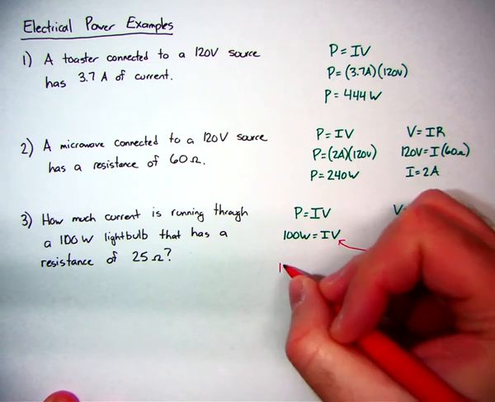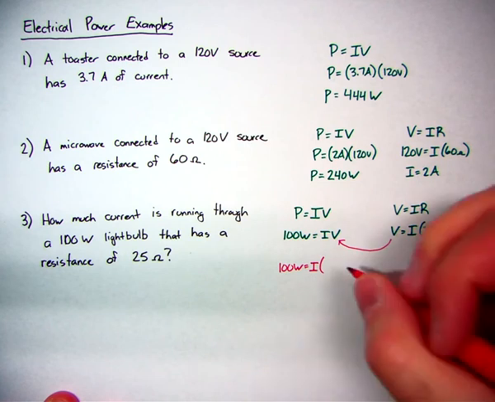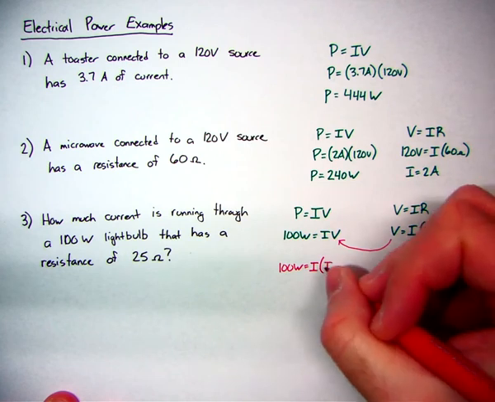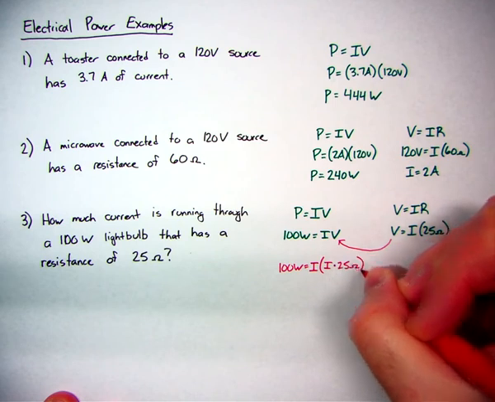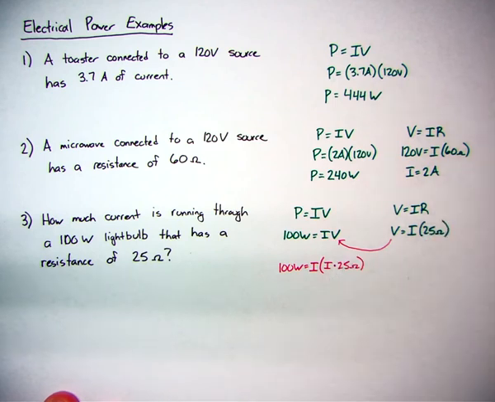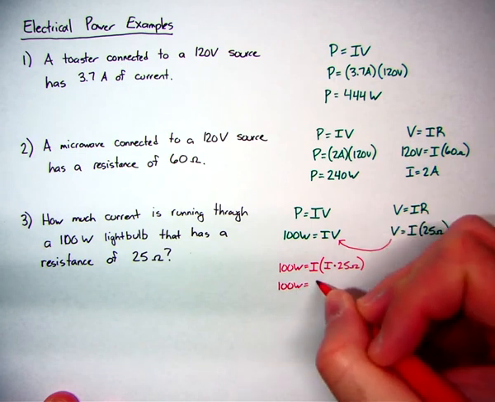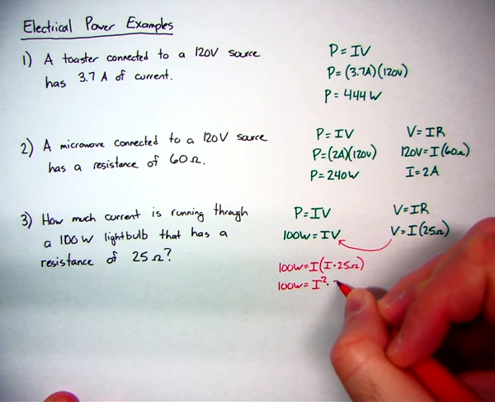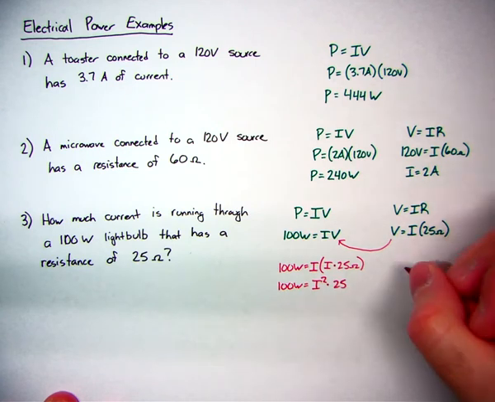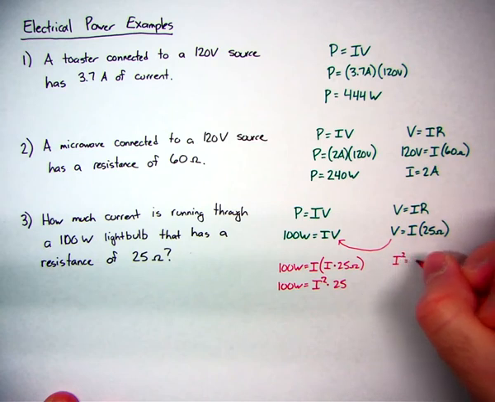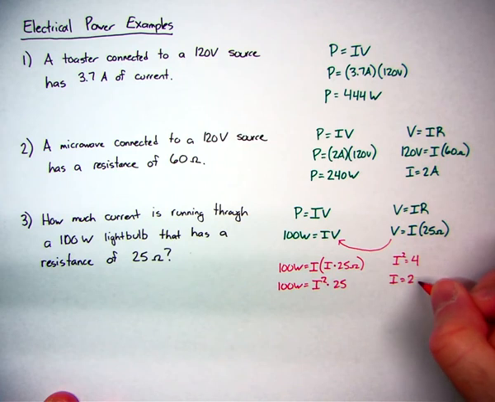So I have 100 watts equals I times I times 25. If I simplify that, I have 100 watts equals I squared times 25. If I divide both sides by 25, I have I squared equals 4. So if I take the square root, I have a current of 2 amps.